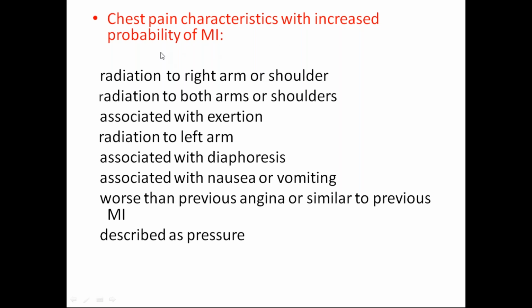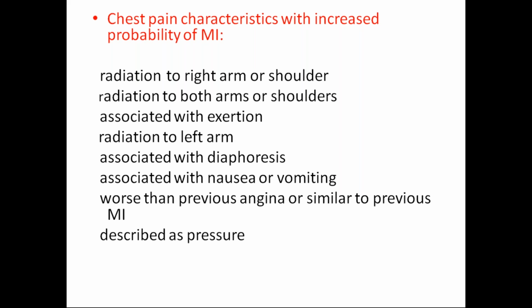Chest pain characteristics with increased probability of MI. This slide is very important because a patient presenting to the emergency department with chest pain should be immediately identified as to whether it is due to cardiac origin or another cause, because we will have a golden period to treat MI. It may be due to right coronary artery occlusion, left anterior descending artery occlusion or left circumflex artery occlusion. Initially we will have a golden period to treat the patient with MI.